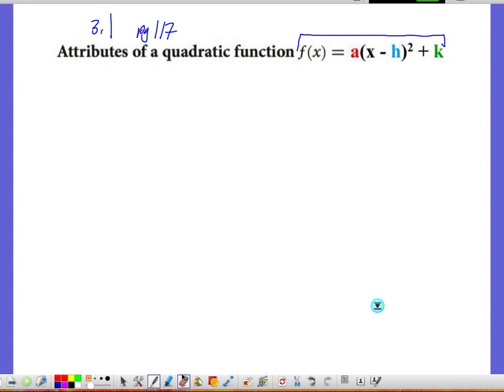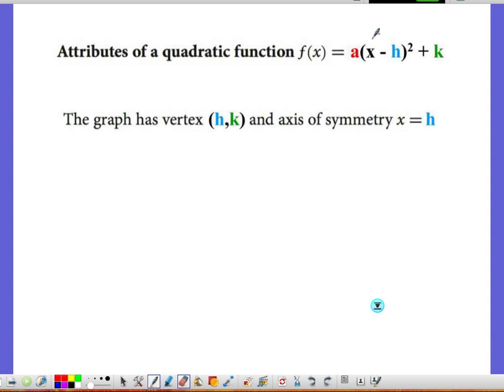Now, this is the vertex form, and it's actually very, very useful, because the vertex form tells us the attributes of a quadratic function. If we can look at the vertex form, then we can easily find a, h, and k. And what can we do with a, h, and k? Well, the graph has the vertex (h, k), and the axis of symmetry is x = h.